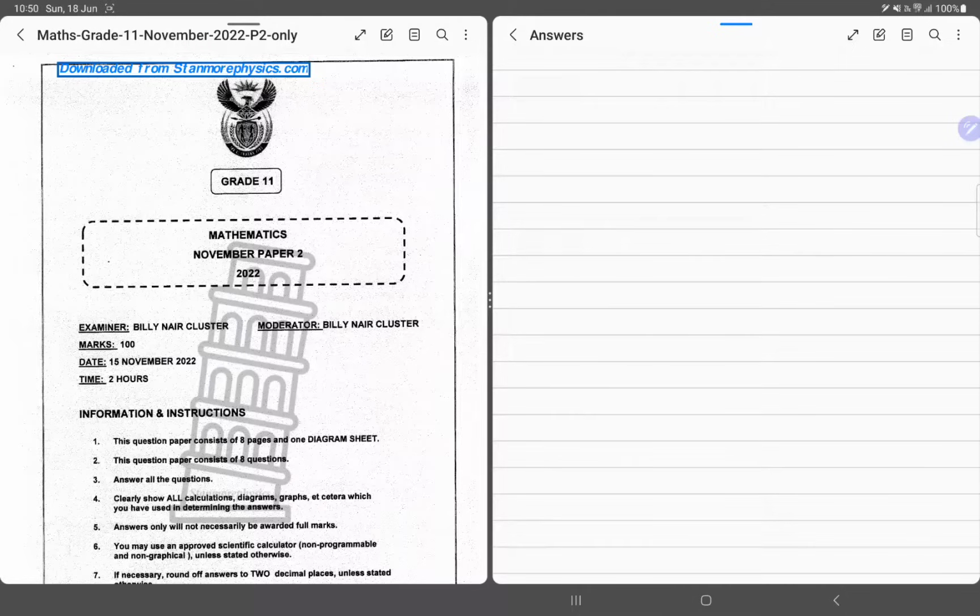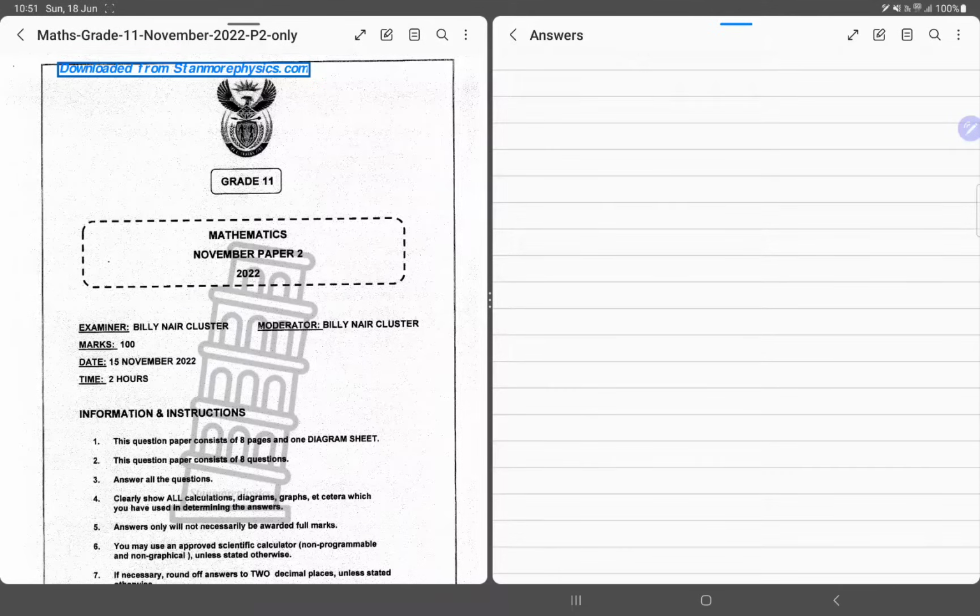Because this is the paper that is at the level of your finals. Alright, so I figured let's just do a full paper and establish certain important areas that you should be looking at as you work through the remainder of the year. Now we're going to start with this maths paper 2.